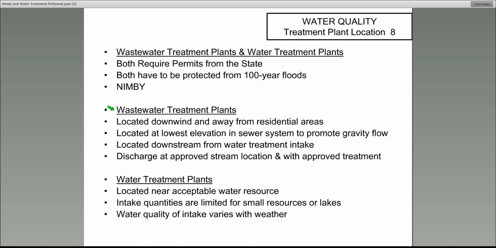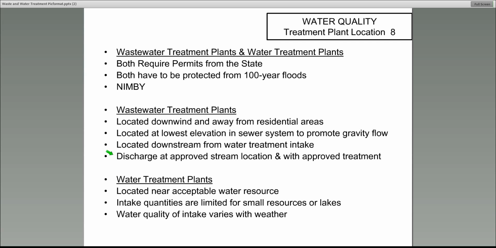Wastewater treatment plants have to be located downwind and away from residential areas. They're usually located at the lowest elevation to promote gravity flow. And they're located downstream from the city, the municipality's water treatment intake. And the discharge at the approved stream location and with approved treatment has to be approved by the state.